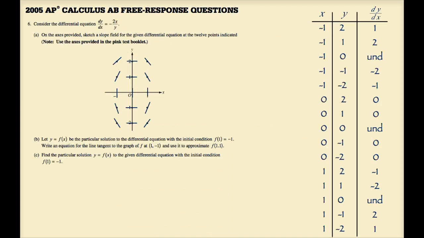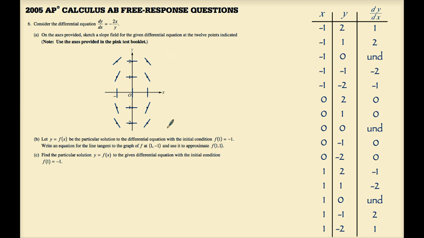Our last example is a free response question from the 2005 AP exam. It's also on the No Calculator Allowed portion of the exam. Consider the differential equation dy/dx equals negative 2x over y. On the axes provided, sketch a slope field for the given differential equation at the 12 points indicated. In the interest of time, I went ahead and calculated all of those slopes and constructed the slope field.